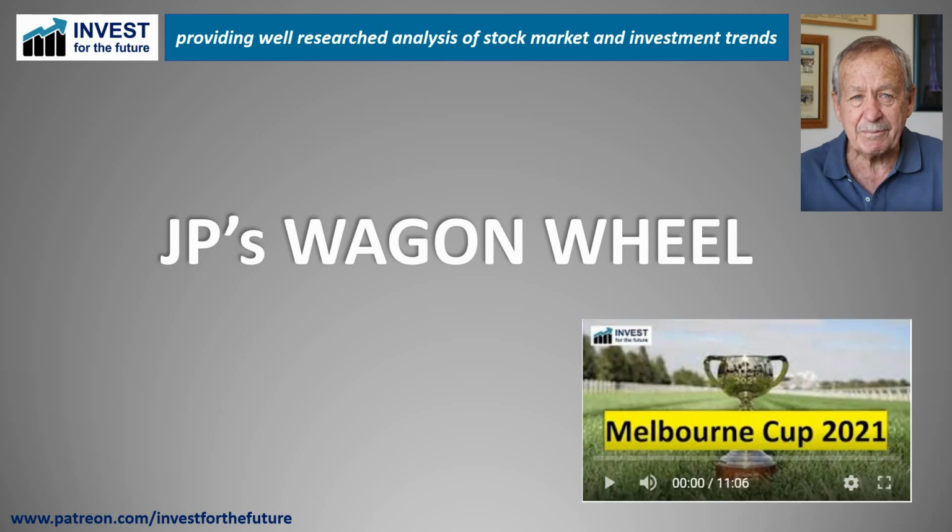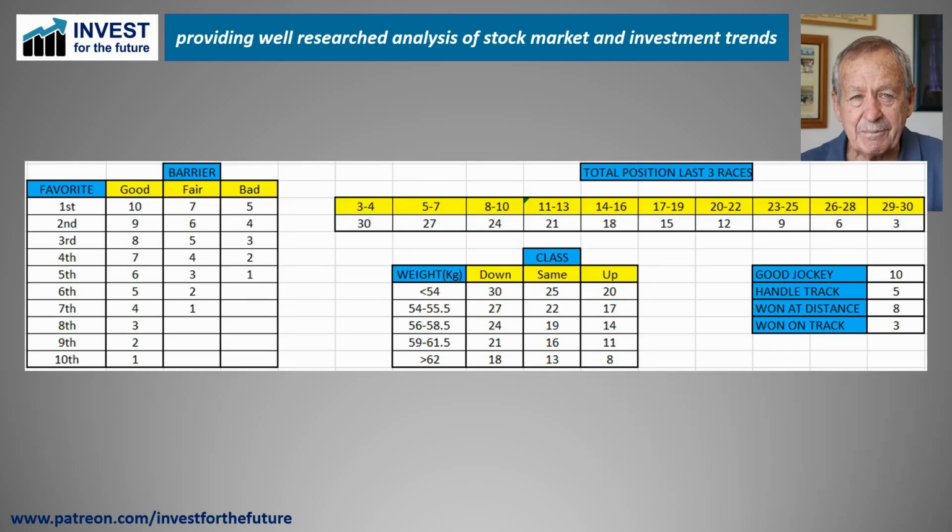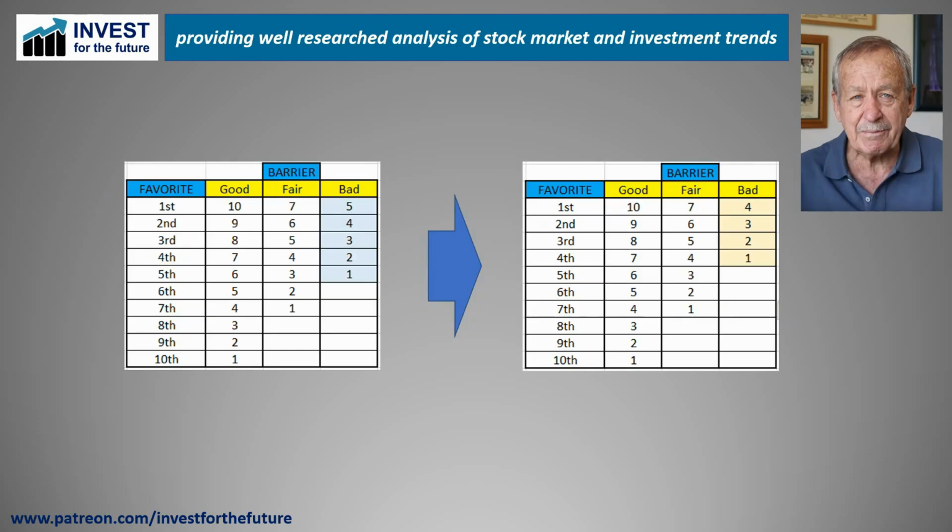This is a full tutorial on the wagon wheel, which I brought to everyone's attention a couple of months ago when I was looking for a strategy to try to find the winner of the Melbourne Cup. This was the way the wagon wheel looked at that time, but as I mentioned recently, I have made some changes to it, so let's quickly summarise those changes.